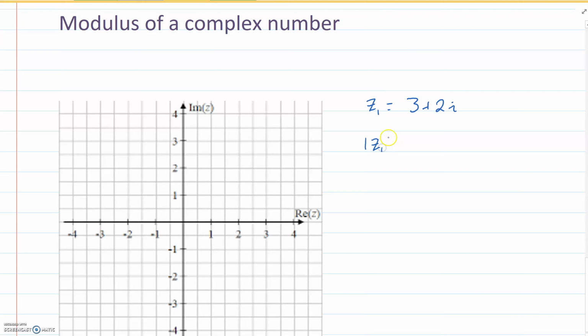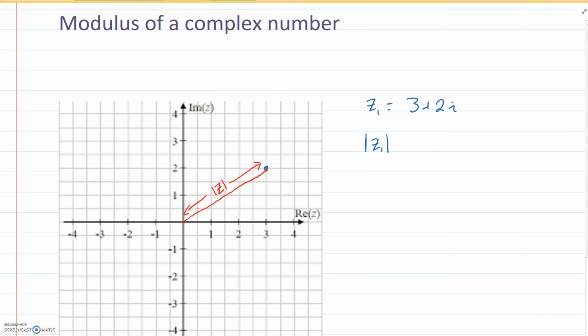It has two parallel lines, so a line either side of it. And if I plot 3 plus 2i, so I go 1, 2, 3, and plus 2i, I'm going to end up here. What the modulus is, it's the distance from this point back to the origin, back to where those two lines cross. So the length of that line is the modulus of z. Okay, so it's that length that we're talking about there.